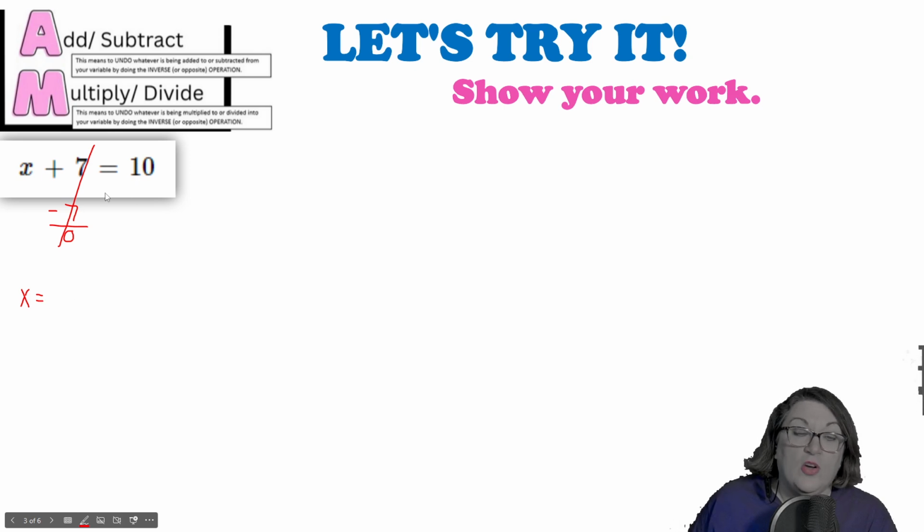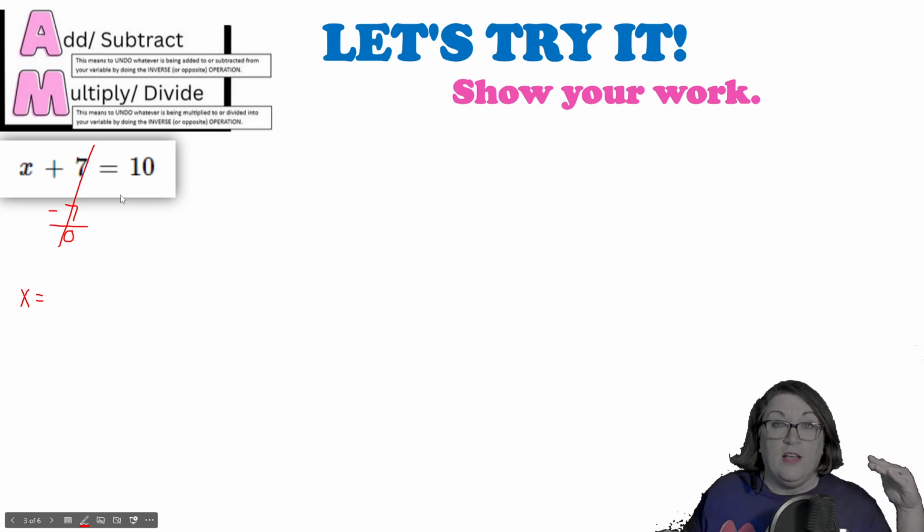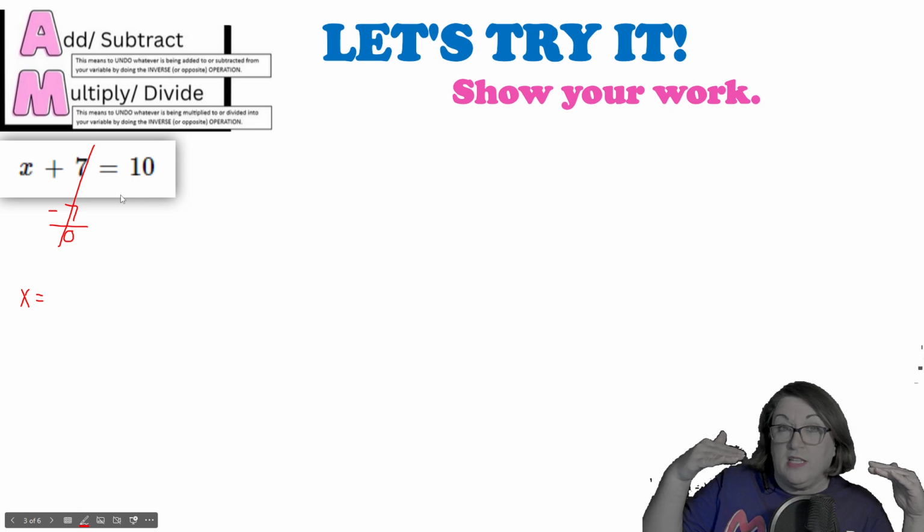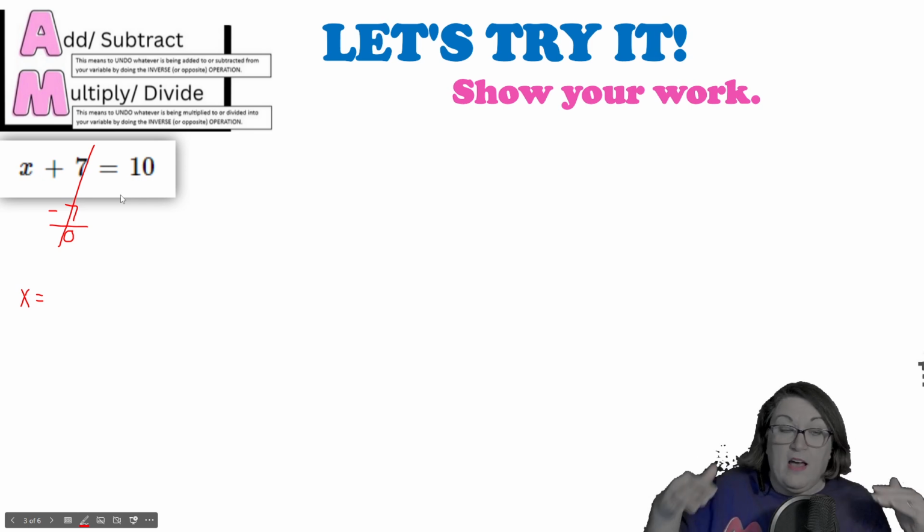But because it's an equation, we have to do the same thing on the left and right sides of the equal sign, or else our equation's not equal anymore. It's just like a balance scale. If you put 10 pounds on one side of the scale, you're going to have to put another 10 pounds on the other side of the scale, or else it's not going to balance out, right?